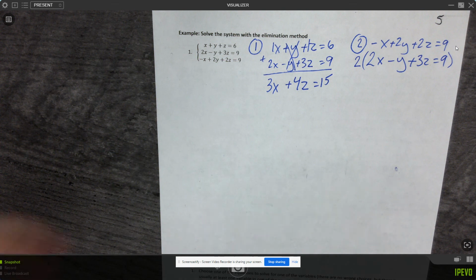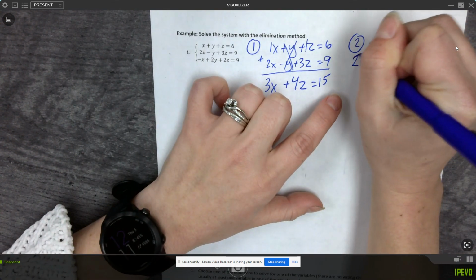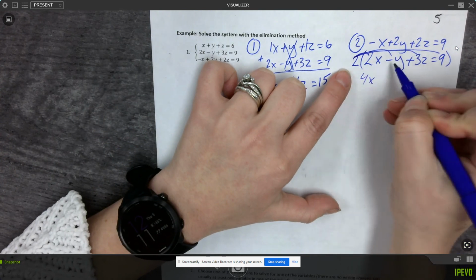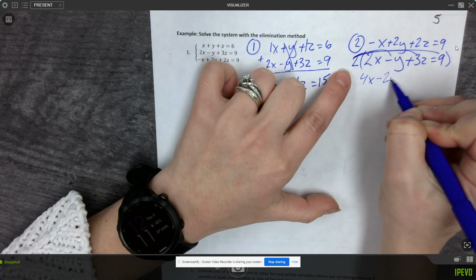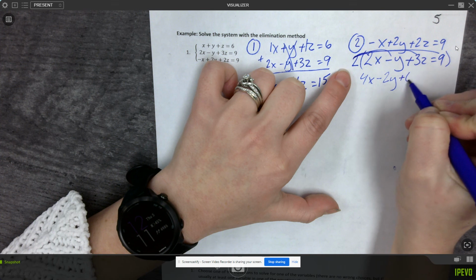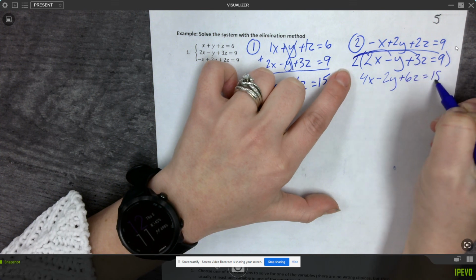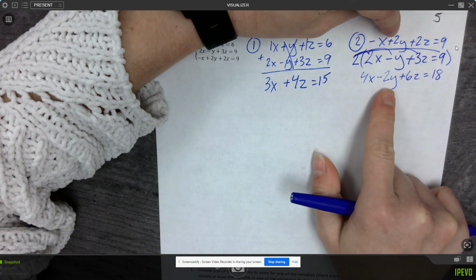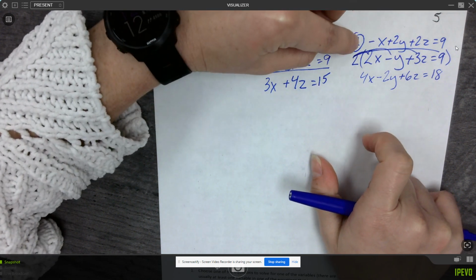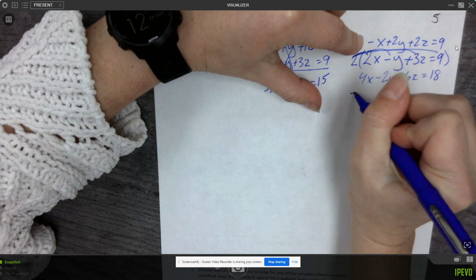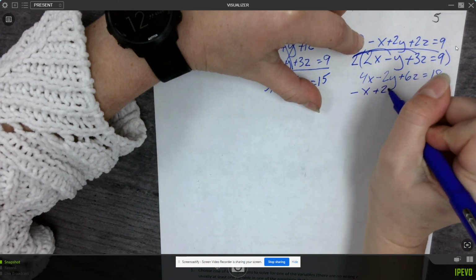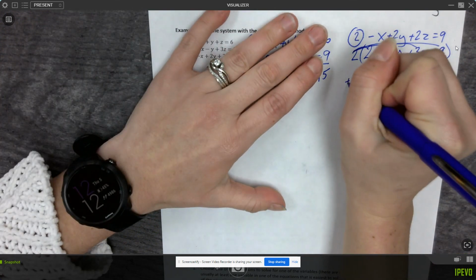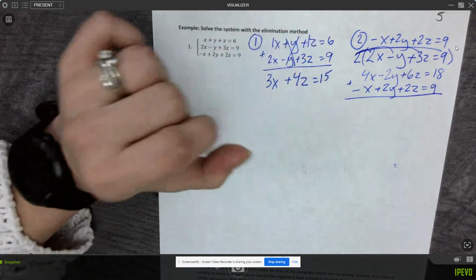And why 2? Because when I distribute that to everything, 2 times 2 is 4x, 2 times negative y is negative 2y, 2 times 3 is 6z, and 2 times 9 is 18. Now I have these opposites, 2y and negative 2y. So I'm going to just rewrite this top equation underneath. And now I'm going to add those two equations together.